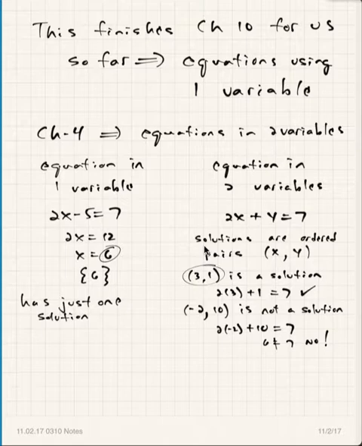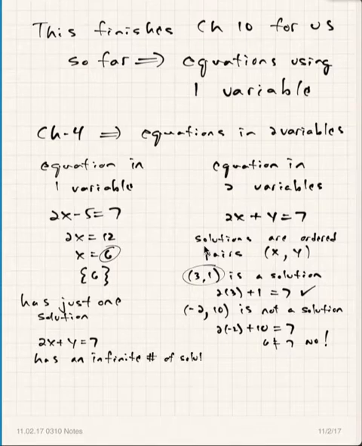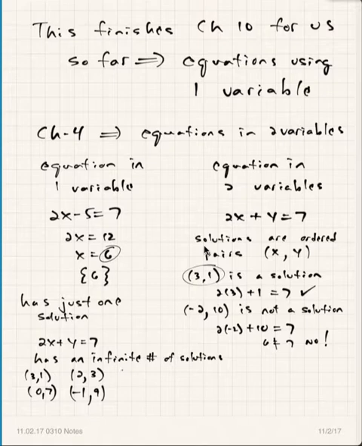Our equation in two variables, 2x plus y equals 7, has an infinite number of solutions. 3, 1 was an example of a solution, but it's not the only solution. If you check 0, 7, 0, 7 is a solution to that equation. 2, 3 is a solution to that equation. Negative 1, 9 is a solution to that equation. 1/2, 6 is a solution to that equation.